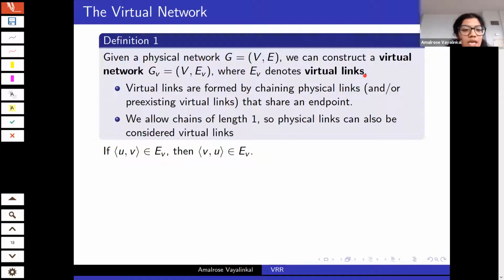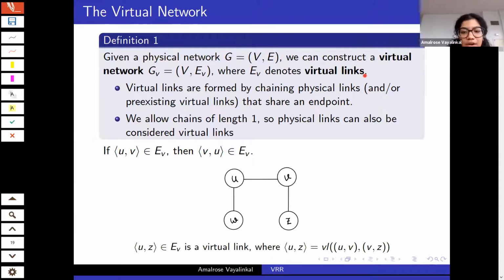If UV is a virtual link, then VU is a virtual link, because the physical links are bidirectional. However you traveled from U to V, you can trace that path back to get from V to U. And in our earlier example, we had that UV was a physical link, and then a virtual link UZ might be, you would first go UV and then VZ.